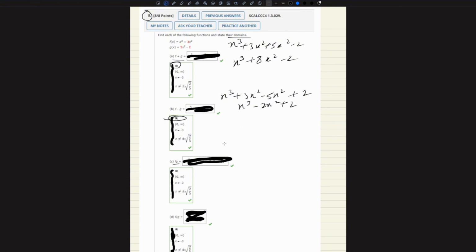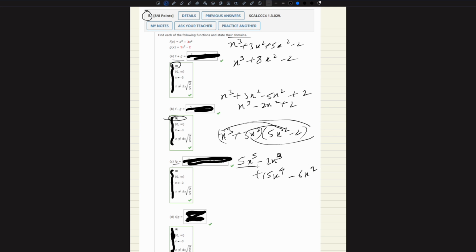And this time we need to multiply it. So let's see, x cubed plus 3x squared multiplied by 5x squared minus 2. So let's do this times this, this times this, and again this times this, and this times this. Okay, so x cubed times 5x squared will be 5x to the power 5, negative 2x cubed, and then 3 times 5 is positive 15x to the power 4, and then negative 3 times 2 is 6x squared.